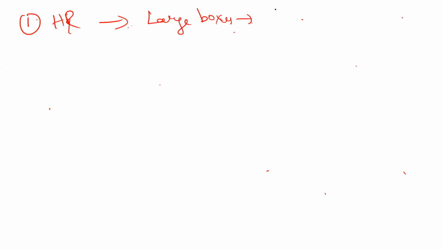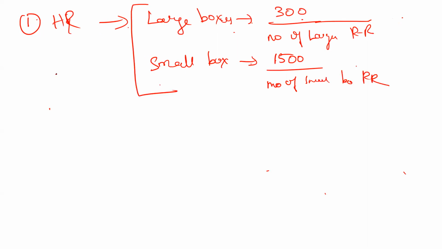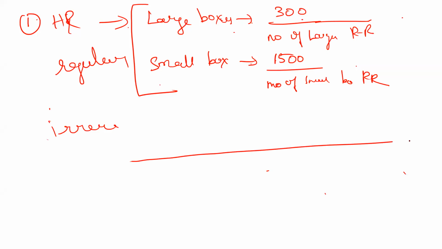It is 300 divided by the number of large boxes between RR. If you are taking small boxes, it is 1500 divided by the number of small boxes between the RR interval. The most important thing is that this is for a regular rhythm. If it is an irregular rhythm, you read the number of R waves in 10 seconds.